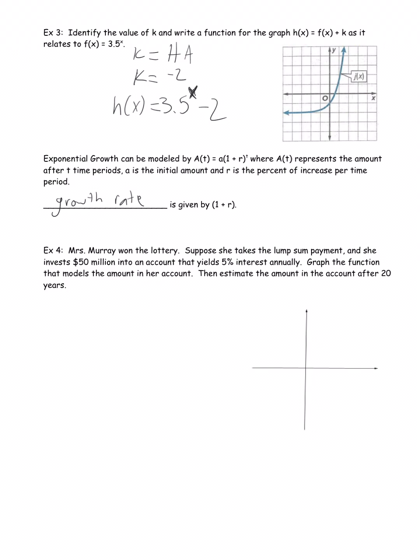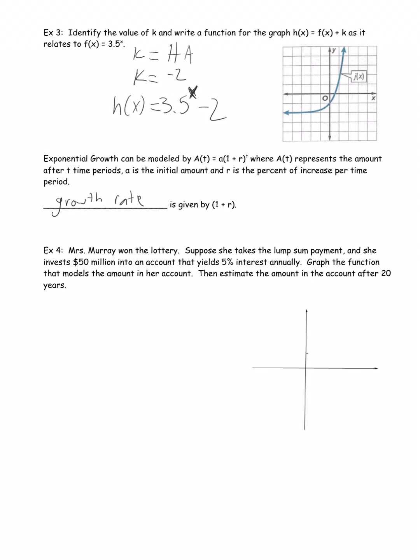So I want you to imagine that Mrs. Murray won the lottery. Suppose she takes the lump sum payment. She invests $50 million into an account that yields 5% interest annually. So we're asked to graph the function that models the amount in her account. Now, starting at 50 million, it's going to be growing at 5%, so not a huge growth rate. The growth rate is 1.05, right?